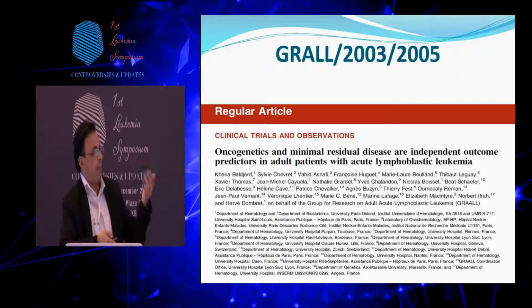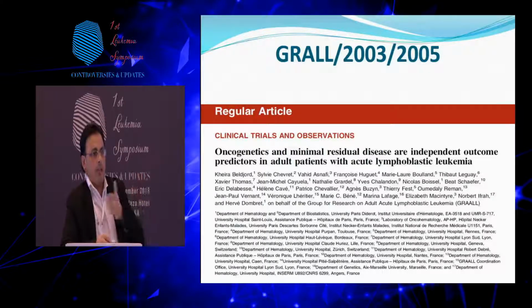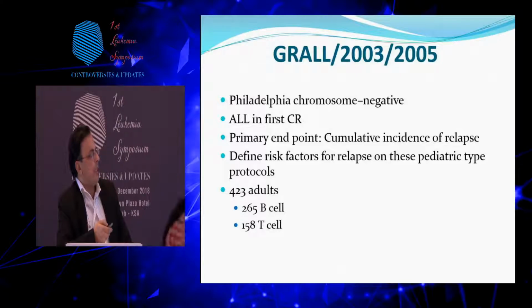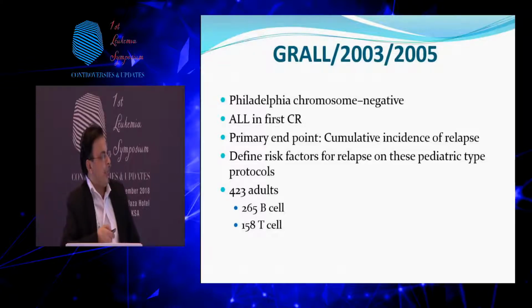Okay, so they went back on these patients treated on GRAALL trials and checked what the risk factors are that put these patients at risk for relapse. Basically, Philadelphia chromosome negative ALL patients in CR, and the primary endpoint was cumulative incidence of relapse, to define the risk factors for relapse on these pediatric protocols. 423 adults qualified for inclusion: 265 B cell, 158 T cell.